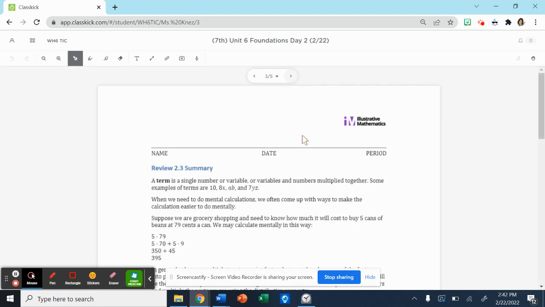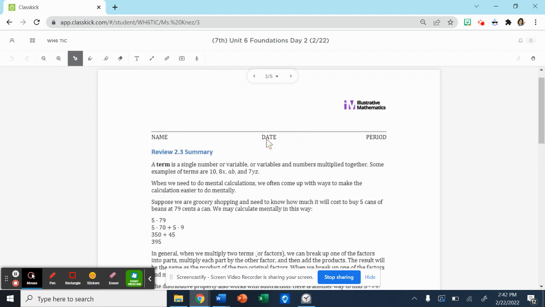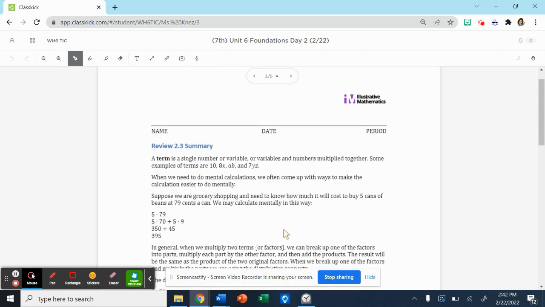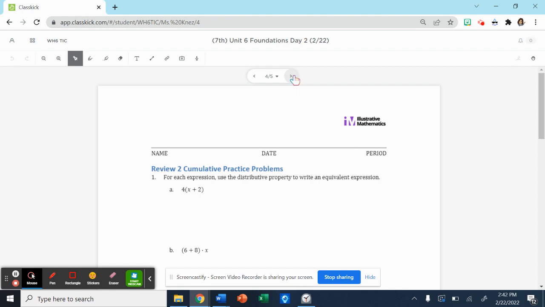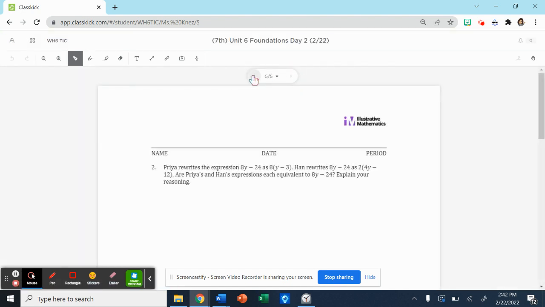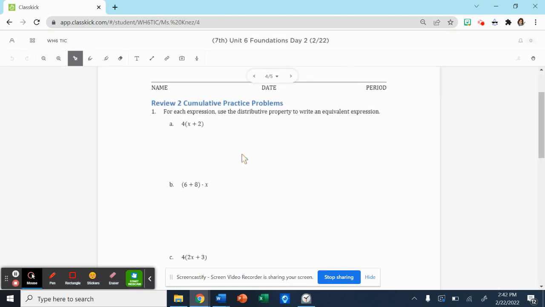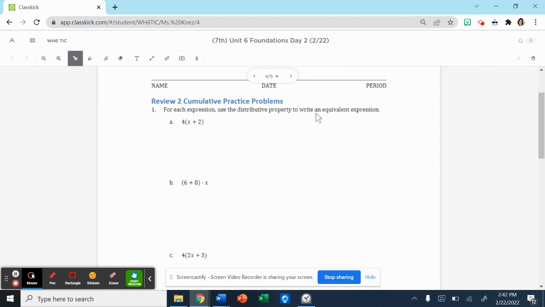On slide 3, you'll see a summary of today's lesson that just reviews the distributive property and everything I've discussed here. On slides 4 and 5, you'll see more practice on the distributive property. For example, in question 1, it wants you to rewrite the expression using the distributive property. You'd be giving your 4 to your x and giving your 4 to your 2. And so you would end up with 4 times x, or 4x, plus 4 times 2.